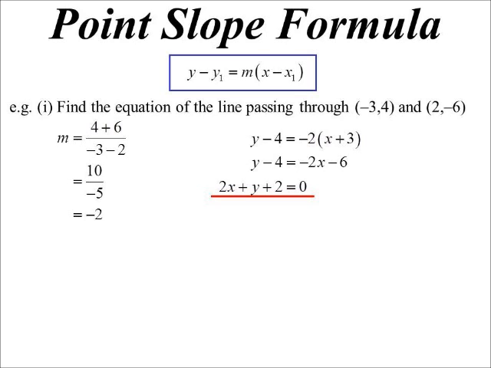Okay. You'll see many variations of this. There's one out there called the 2-point formula, when really it is the same formula, because all the 2-point formula does, instead of writing m, is write y2 minus y1 over x2 minus x1.